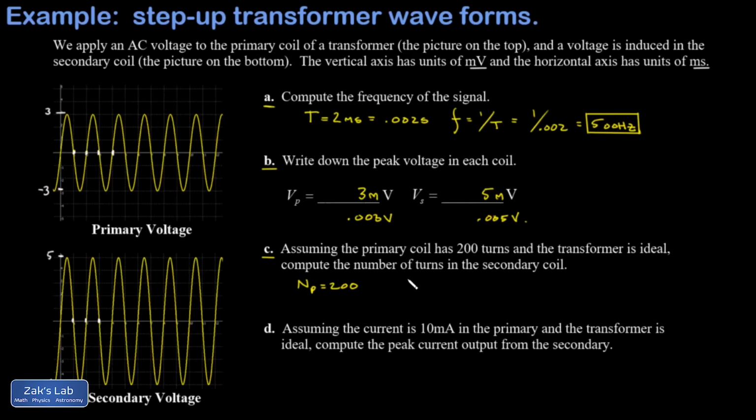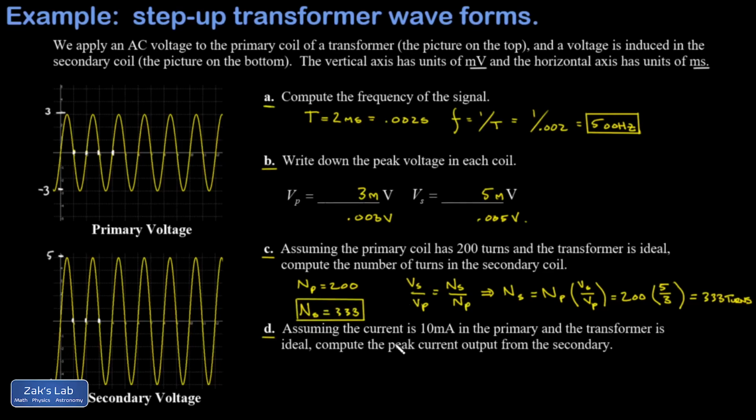So just quoting the transformer equation real quick, I solve for the number of turns in the secondary coil. NS is going to be NP, the number of turns in the primary coil, times VS over VP. That's 200 times 5 millivolts over 3 millivolts. The units cancel, so I don't have to worry about that. I'm just writing 5/3. And when I run the numbers, I get 333 turns. Or I could say NS is equal to 333.